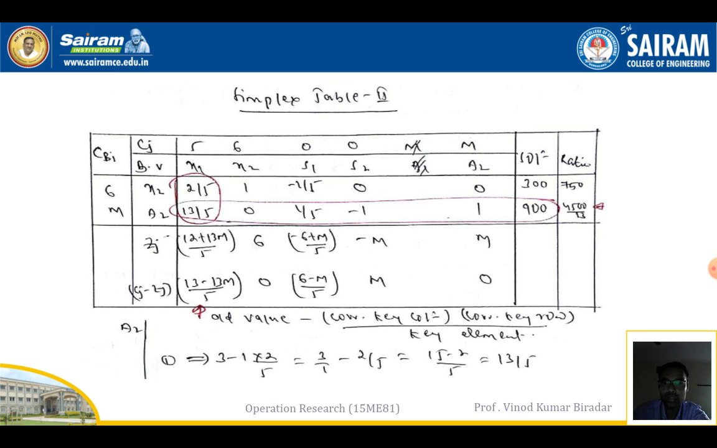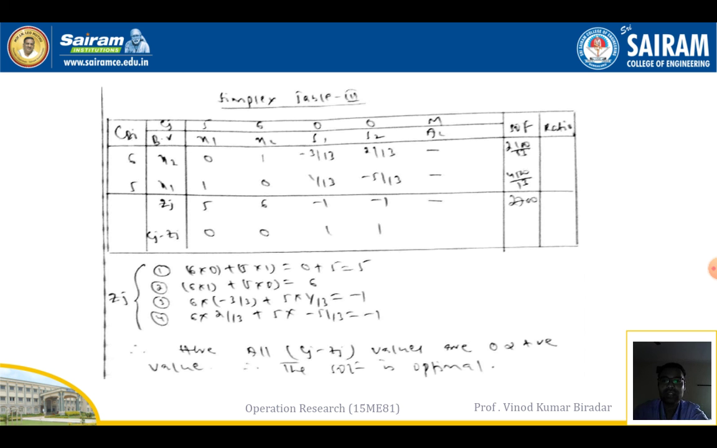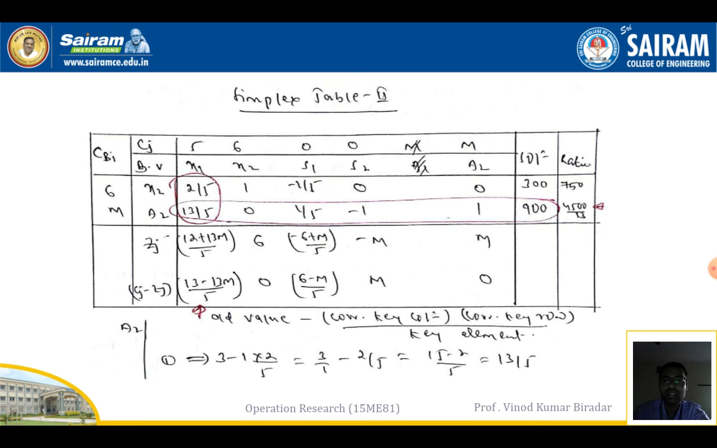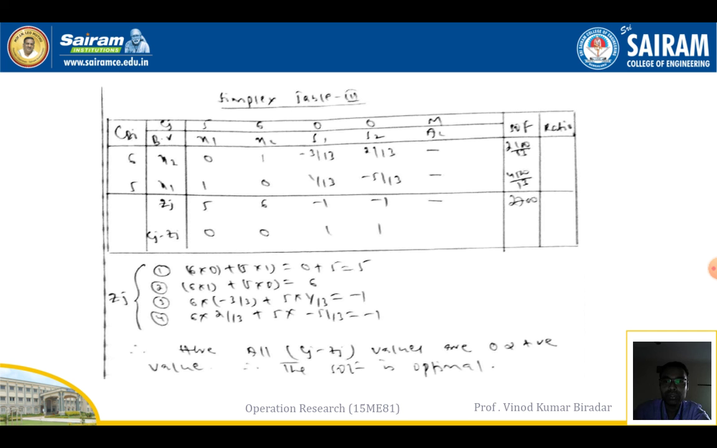So x2 and x1, and you follow the same procedure, you will construct this next new table, that is simplex table 3. Here x2 and x1, same procedure you follow for x1 divided by the key element. So here the key element is 13 by 5 divided by 13 by 5 equal to 1. 0 by 13 you will get 0. Like that you calculate, and this side also calculate.